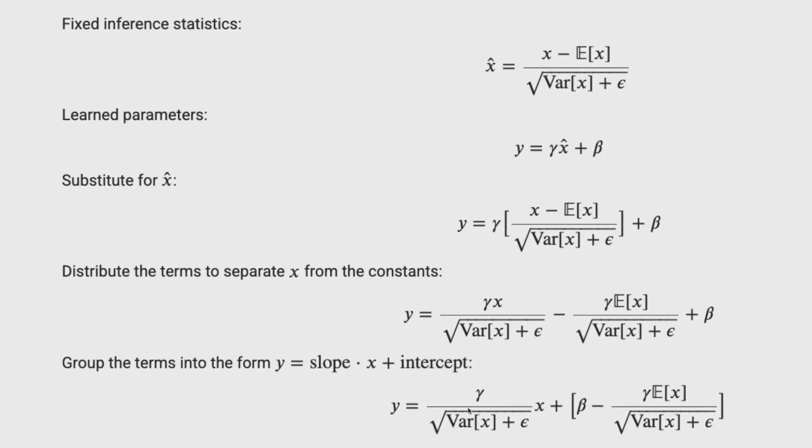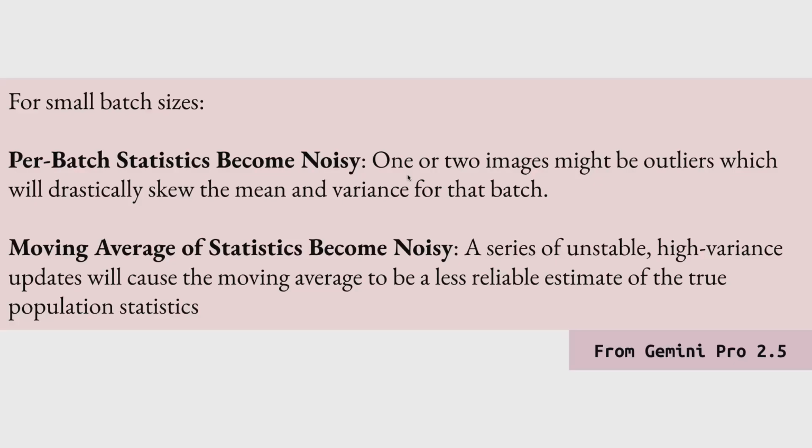We have a single layer that we apply to the input, and we normalize, scale, and shift in one operation or in one formula. Another note from Gemini, for small batch sizes, per batch statistics become noisy. So one or two images might be outliers, which will drastically skew the mean and variance for that batch. Moving average of statistics become noisy.